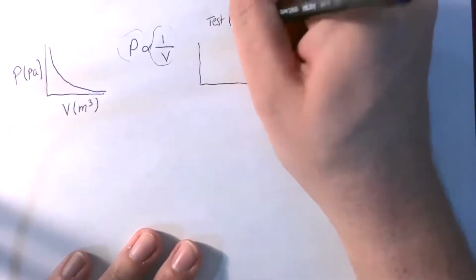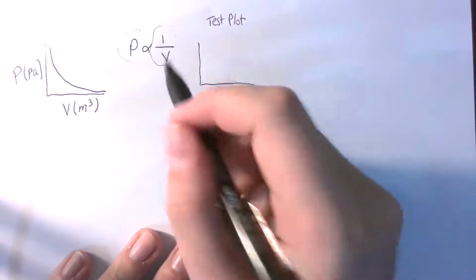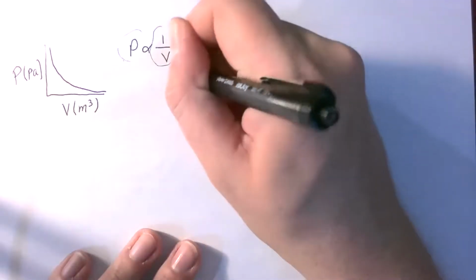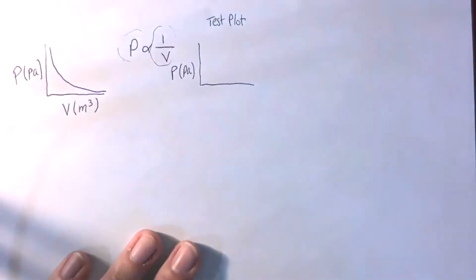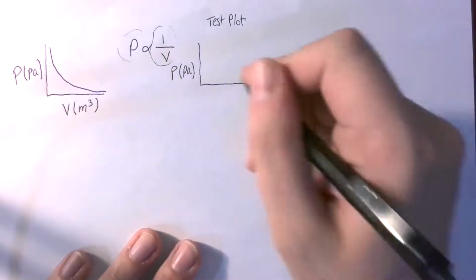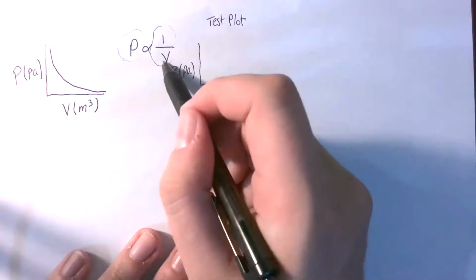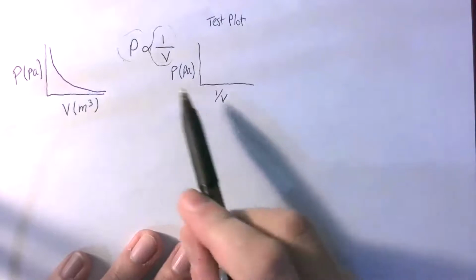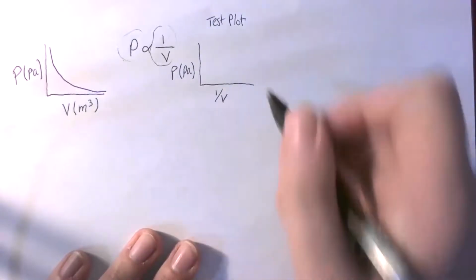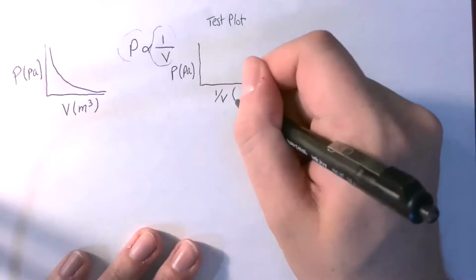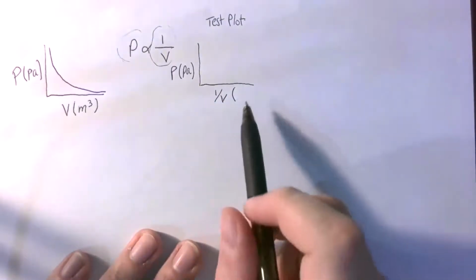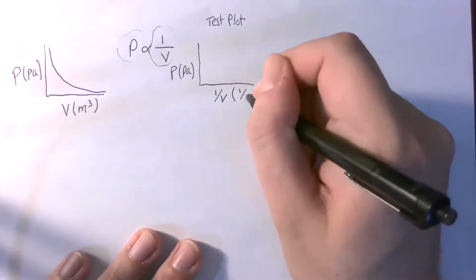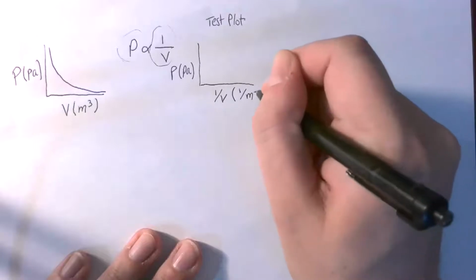Our test plot will be generated by taking what's on the y-axis, which we'll keep the same, and what's on the x-axis we'll have as the inverse of V. So we need to create a new data set which takes our V values and finds their inverse. Now, whatever you do to the variable, you also have to do to the units. So the appropriate units for 1 over V would be 1 over meters cubed.